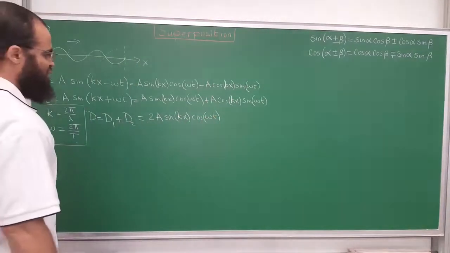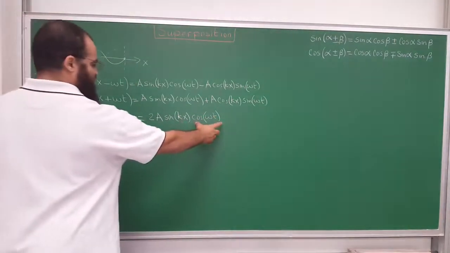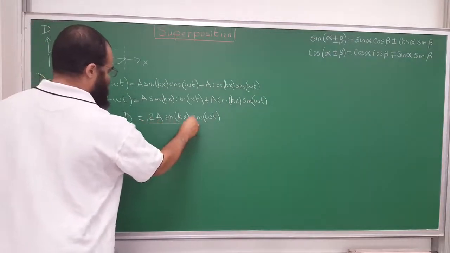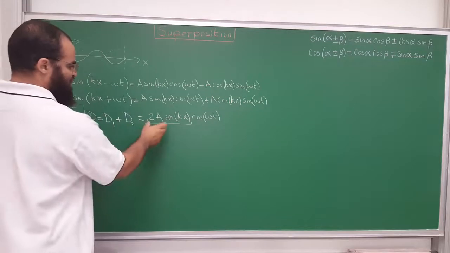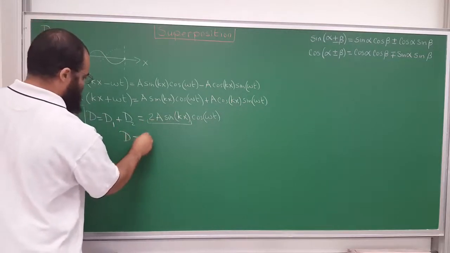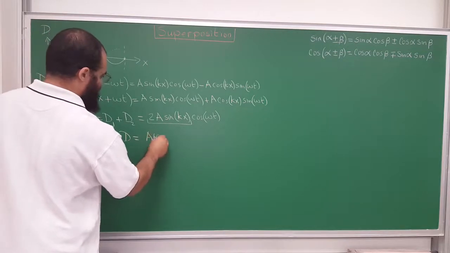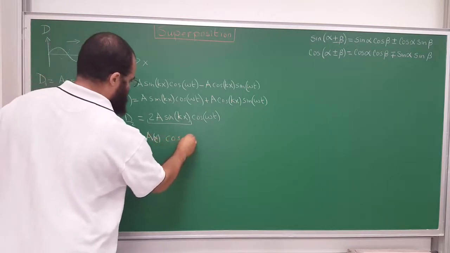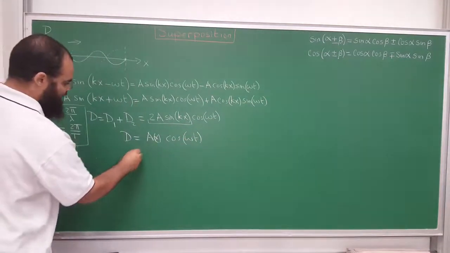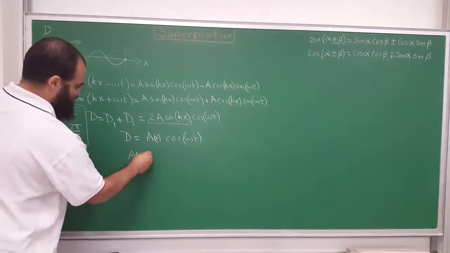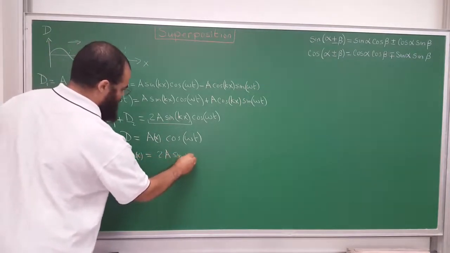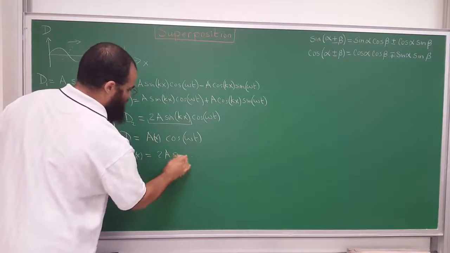So now, this is a wave, and it has this new amplitude, which we can call a of x. The new amplitude is a function of x. You can just say d is this new amplitude, which is a function of x, times the cosine of omega t. And this a of x is equal to twice a times the sine of kx.